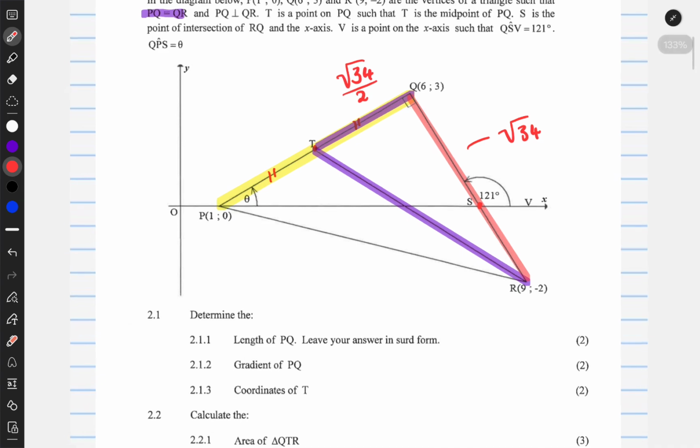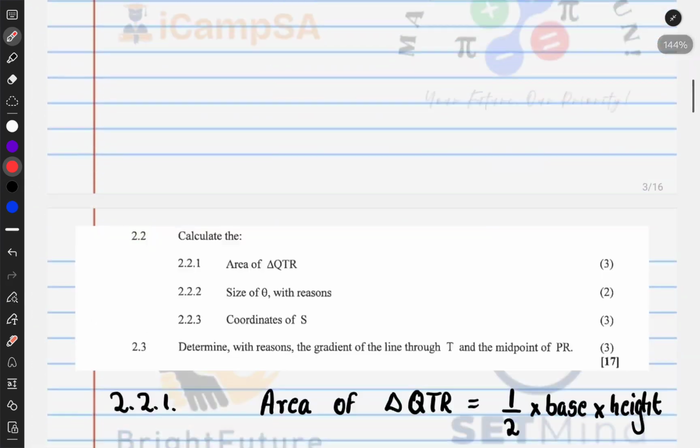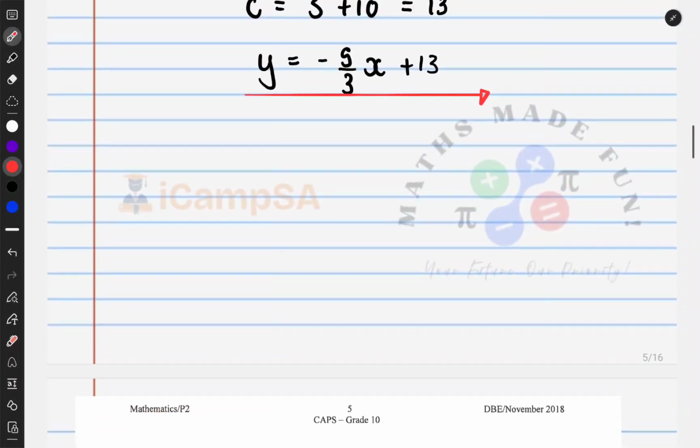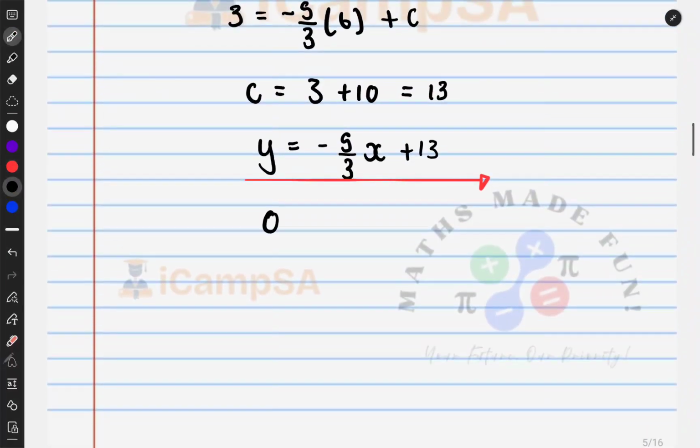So we have to solve for the x coordinate of S. We already know that the y will be 0. So let's substitute 0 is equal to negative 5/3 x plus 13. Let's put 13 on the other side. Negative 13 is equal to negative 5/3 times x. Therefore x is going to be equal to negative 13 divided by negative 5/3, which is 39/5.